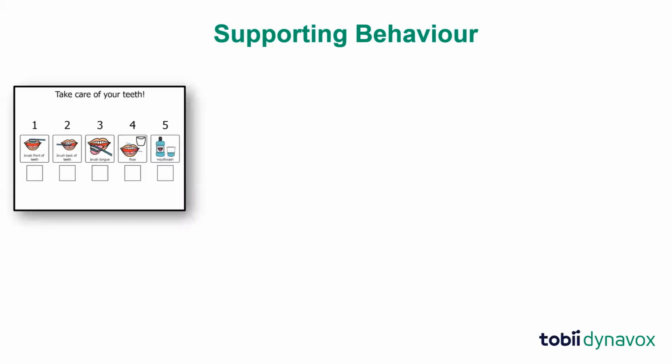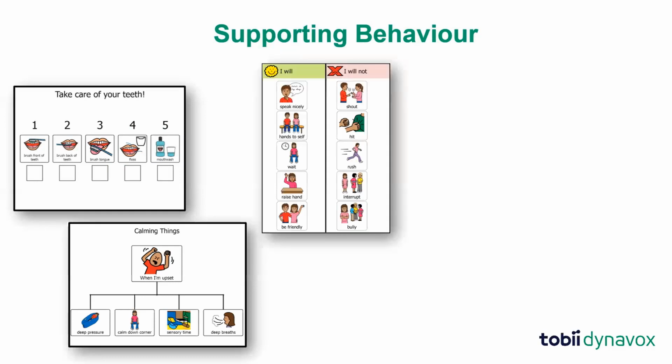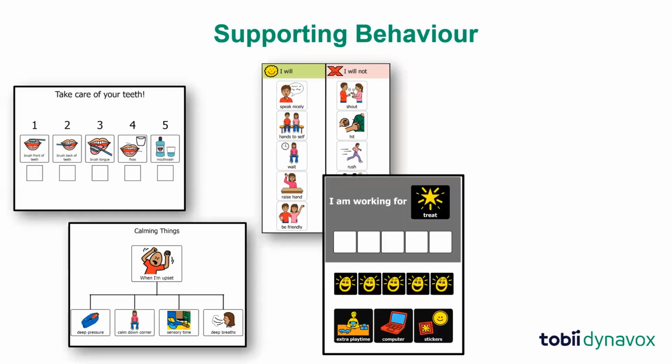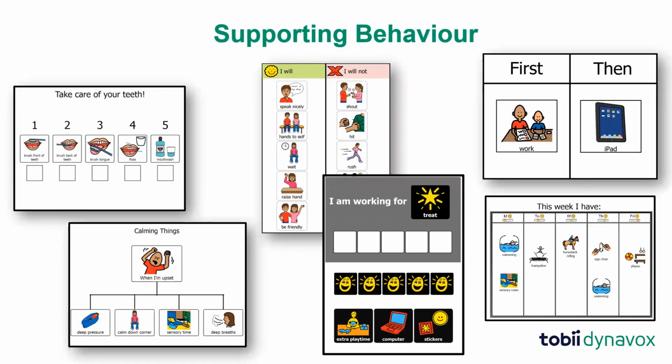So here are some examples of things that we can create within Boardmaker 7 that will help with support and communication. So we've got things like these kind of routines. We've got this kind of web-based support. We have these kind of I will not charts, reward charts, first and then, and maybe even a visual schedule. So these are all going to be things that we're fairly familiar with.